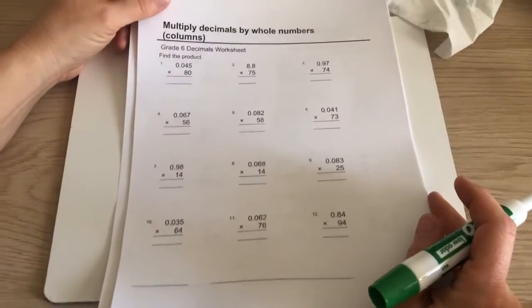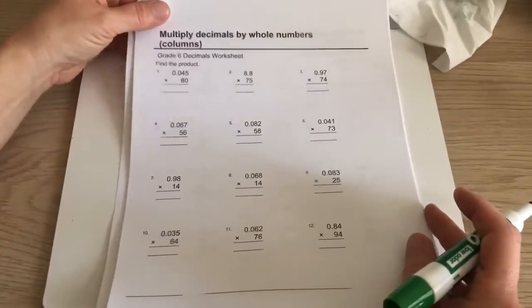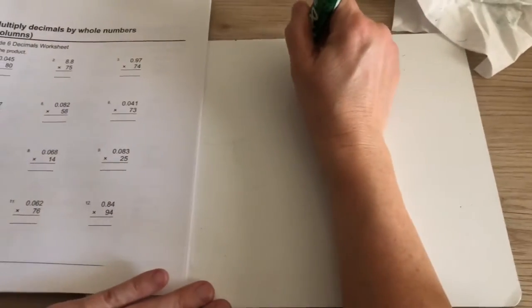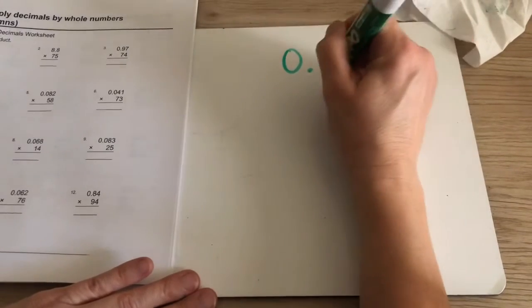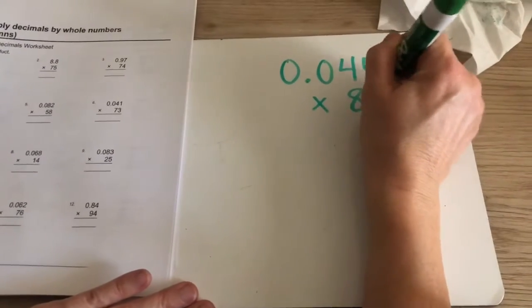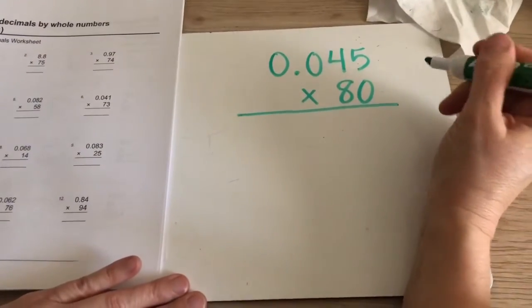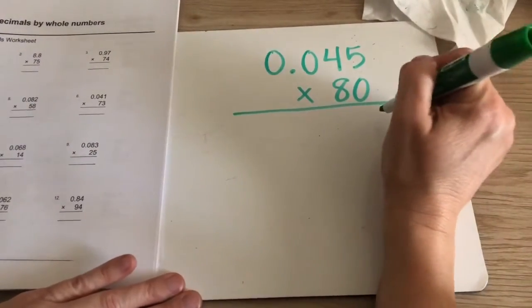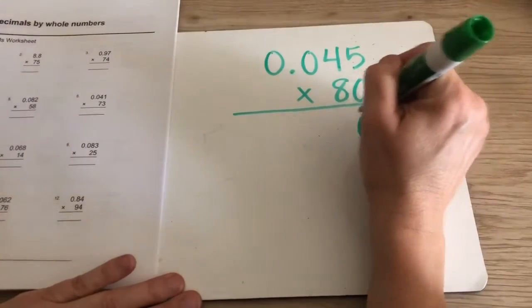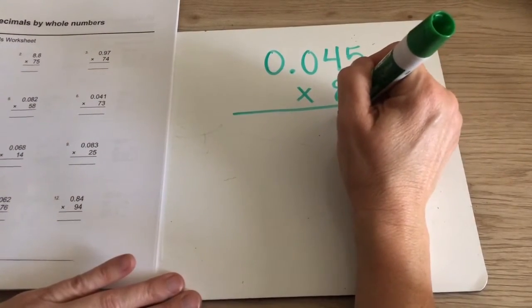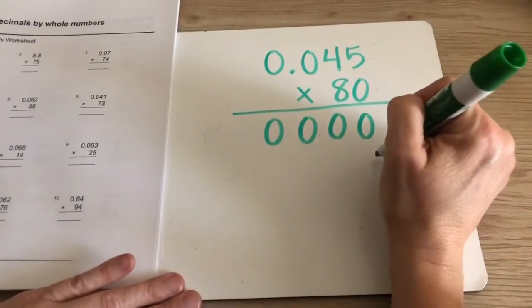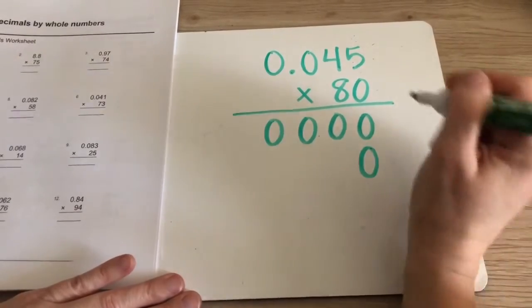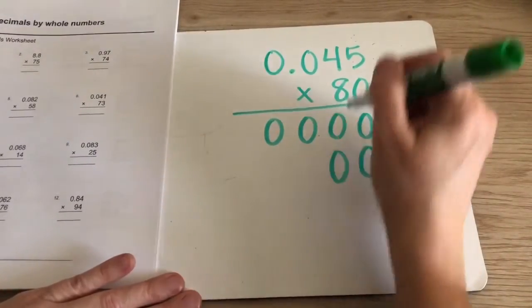This is multiplying decimals by whole numbers. And so I'm going to work one of those problems for you too. So we have 45 thousandths times 80. So we're just going to multiply like normal and not worry about the decimal point. 0 times 5 is 0, 0 times 4 is 0. Just continue on. Then I'm going to put my placeholder in the second row, and 8 times 5 is 40.